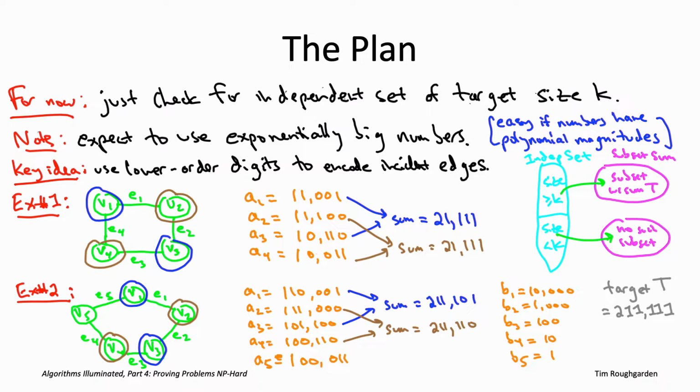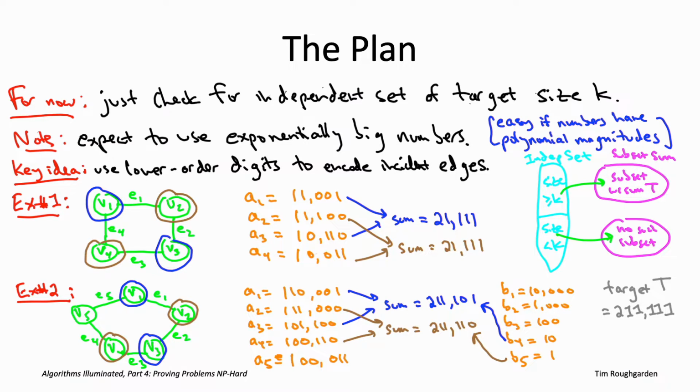So for example, in addition to A1 and A3, we can supplement that with B4, reflecting the fact that edge E4 is not covered by either V1 or V3. Similarly, for the independent set corresponding to V2 and V4, there it's edge E5 that is left out in the cold. And so to correct that, we use the 5th of the Bi's.